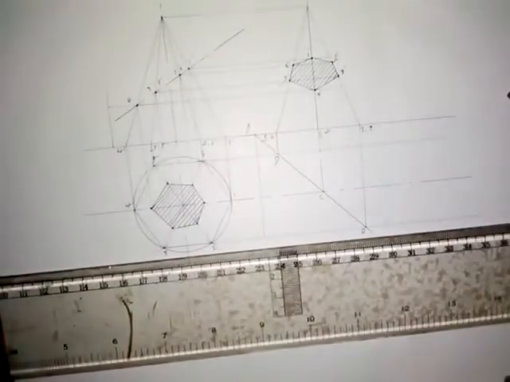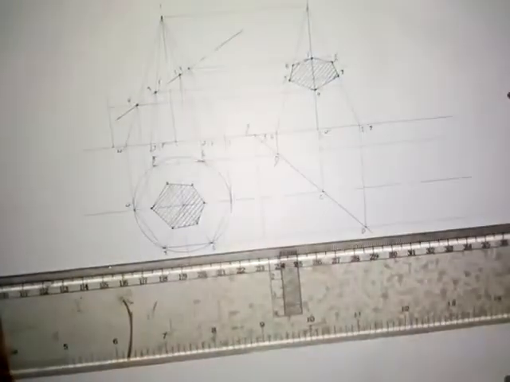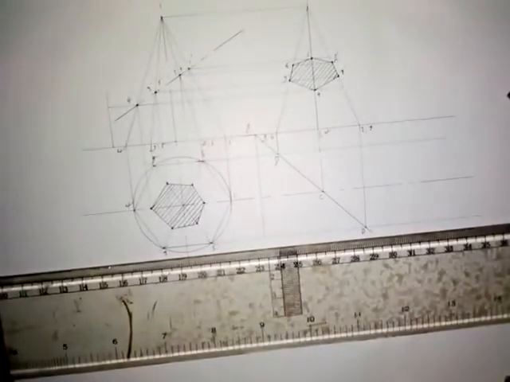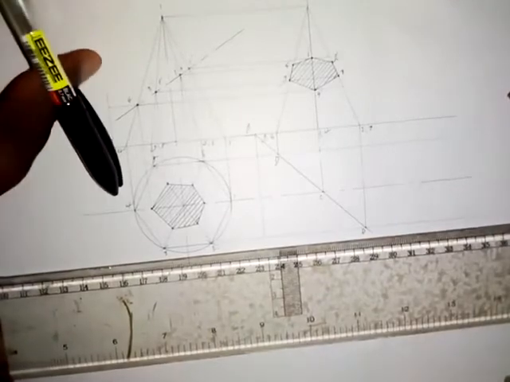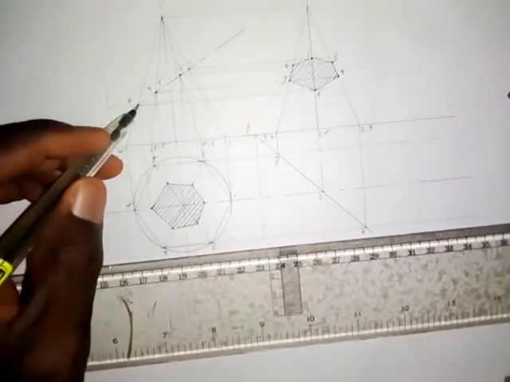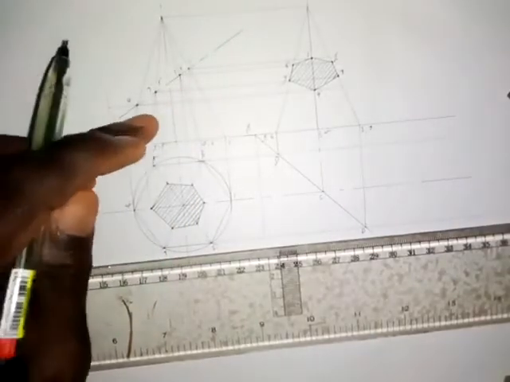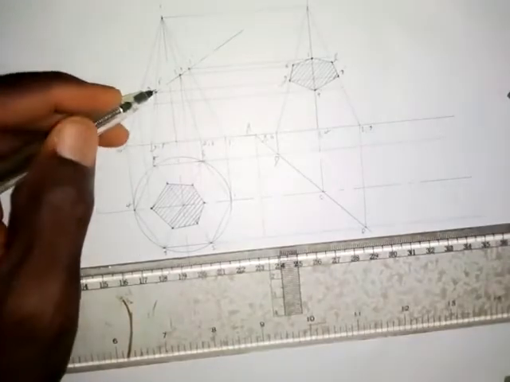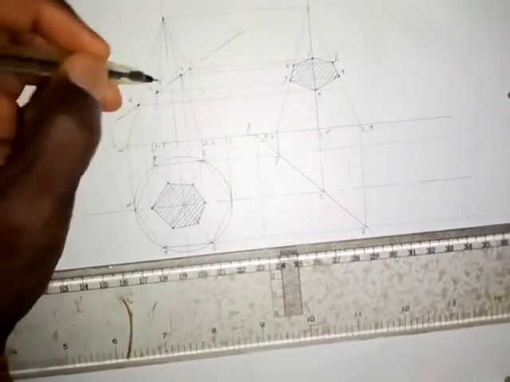So the next question says that the true shape of the cut surface. So how do we produce the true shape of the cut surface? The true shape of the cut surface is going to be here. So what we need to do is that we are going to draw perpendicular lines to this cutting plane at each of these points, including the center line here.